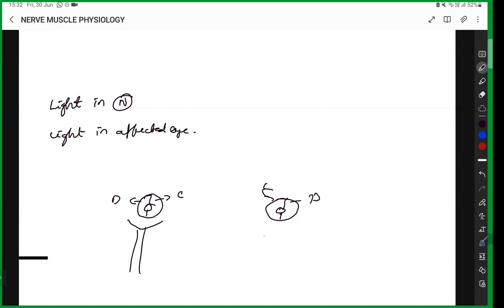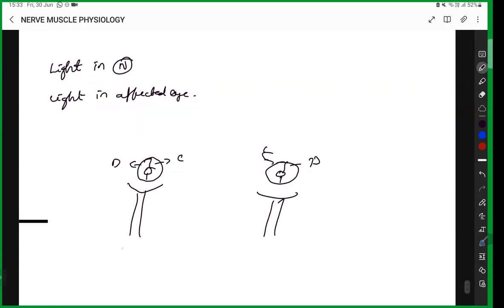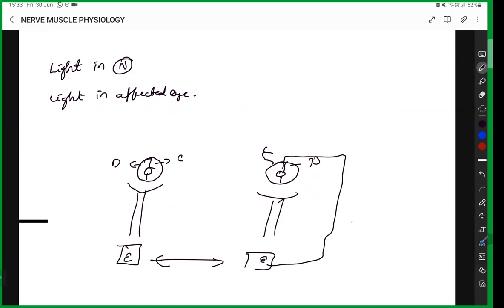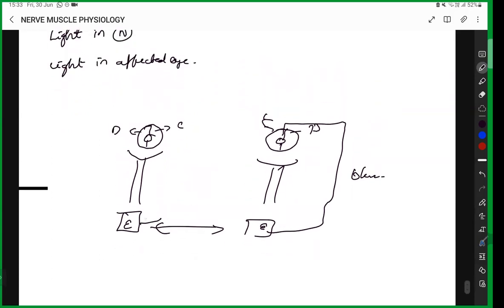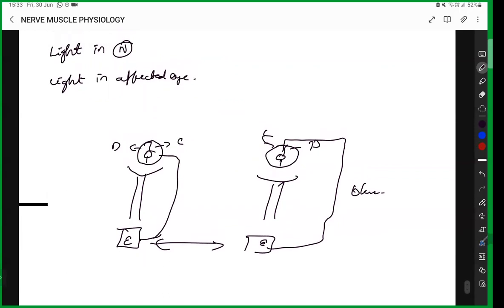You're going to have the optic nerve, which is going to carry the impulse, and then it goes to the Edinger-Westphal nucleus. This too is going to be the Edinger-Westphal nucleus. From the Edinger-Westphal nucleus, the oculomotor nerve is going to transmit and take it to the constrictor muscle. Here also the oculomotor nerve is going to take it to the constrictor muscle. You are going to have a sympathetic system also.